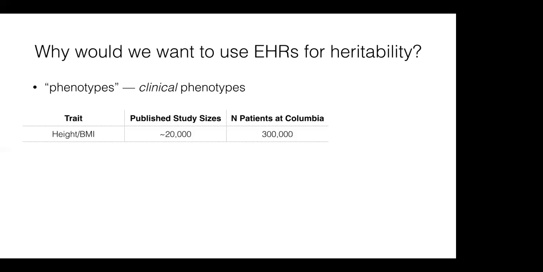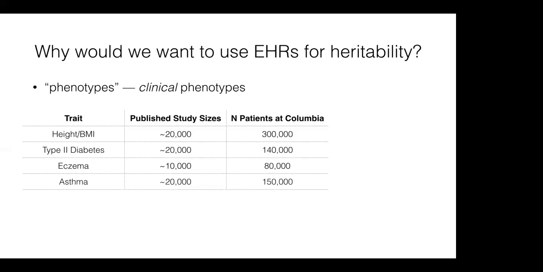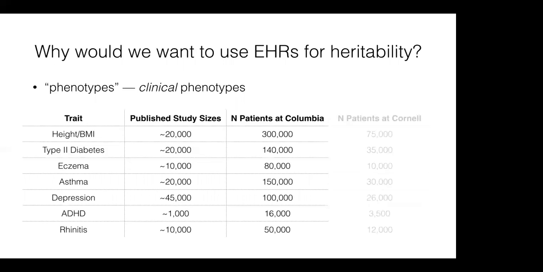So for example, height: published studies have about 20,000 patients. Here at Columbia, we have 300,000 patients with this information. Wow. If we look at diabetes type 2, studies are about 20,000 patients. Here we have 100,000 patients. Eczema, 10,000 against 80,000. And asthma, the same thing. We can increase the sample size by quite a lot. We have 150,000 patients with asthma. Depression, ADHD, rhinitis. And this is only Columbia. When we look at Cornell, we have an additional 75,000 patients with the trait for height, for example. So it really can increase by a lot the sample sizes of these studies.